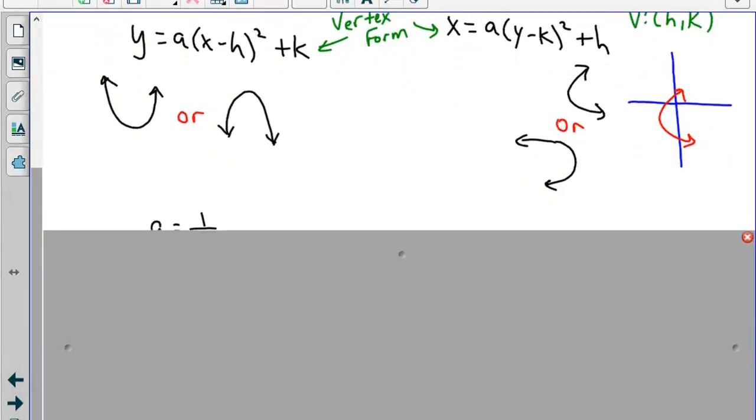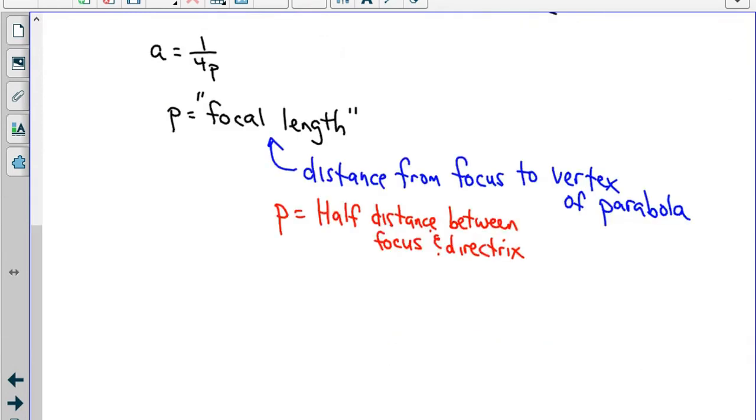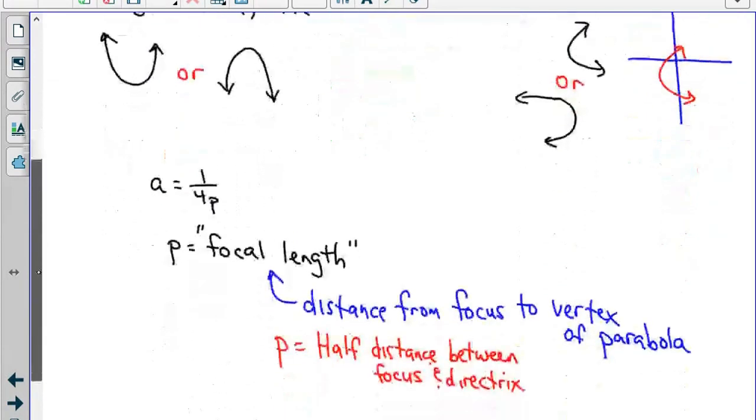So a couple more pieces of information that you might want to know. We can actually use the information that we got from the focal length. We can use the information that we got from the focus and the directrix to figure some stuff out. So that a value that we were talking about, notice where all the a's are, I can actually replace that with 1 over 4p.